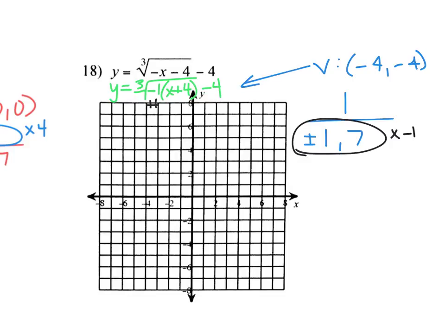So I'm going to start at -4, -4, and then rise 1, run backwards 1, rise 1, run backwards 7 if I had room. I'm going to go down 1, run 1, down 1, run forward 7. So notice that this one is different in the direction that you run to begin with. All right, so there you go. There's our graph on this one.